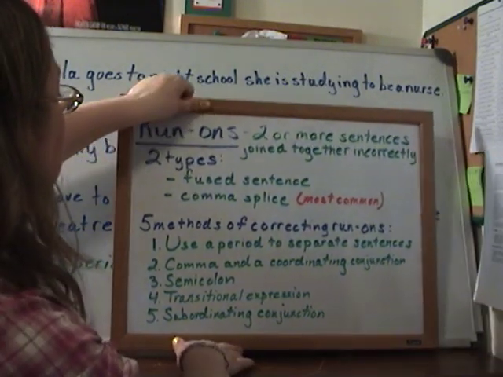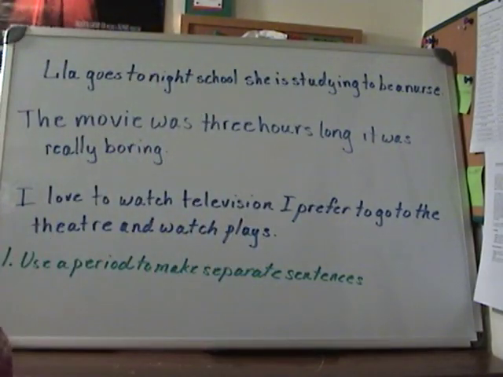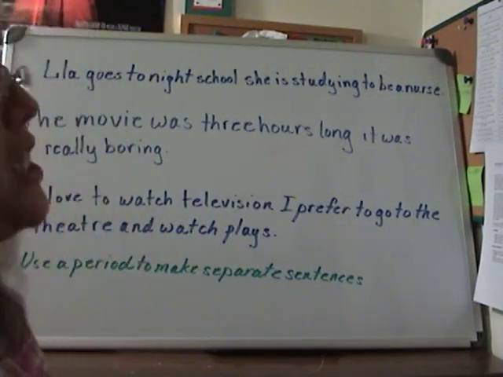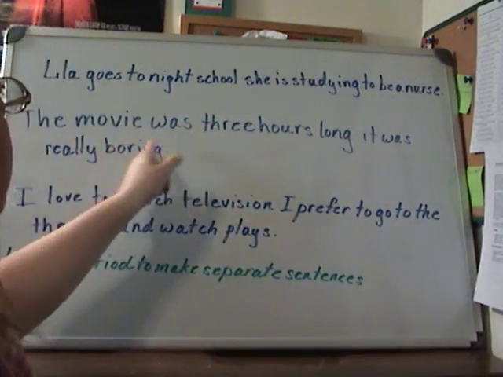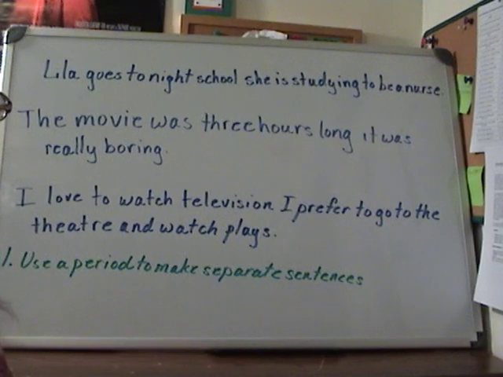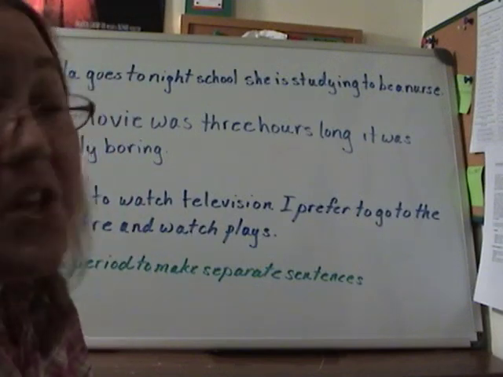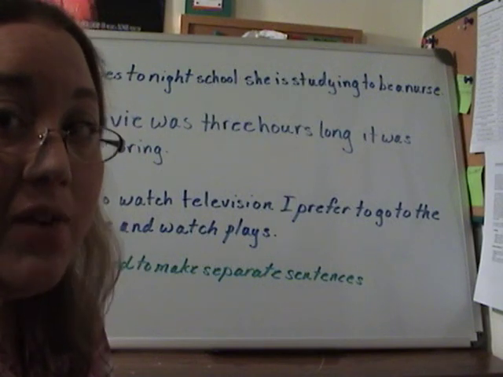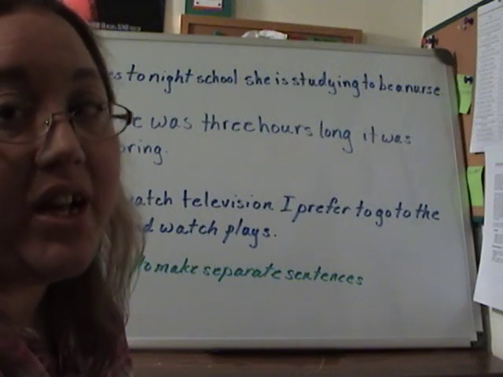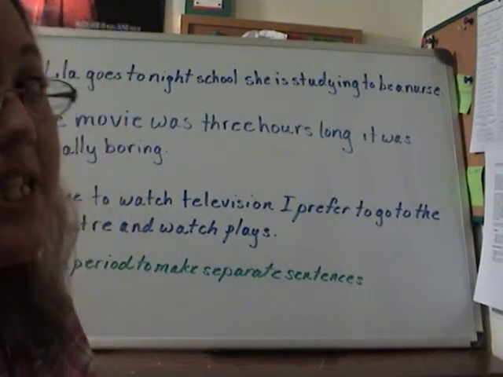What we have here are 3 sample run-on sentences that I'm going to use for examples throughout each of the different methods. I have Lila goes to night school. She is studying to be a nurse. The movie was 3 hours long. It was really boring. I love to watch television. I prefer to go to the theater and watch plays. Notice how each of these run-ons is a fused sentence. I purposefully created 3 fused sentences without any form of punctuation for the purposes of demonstrating each of the different methods for creating corrected sentences.